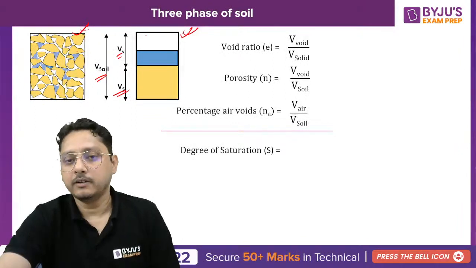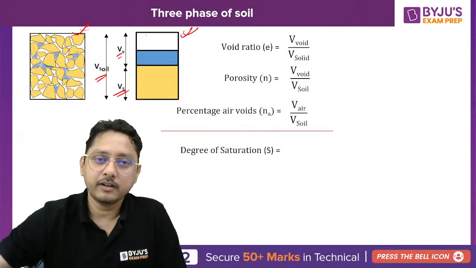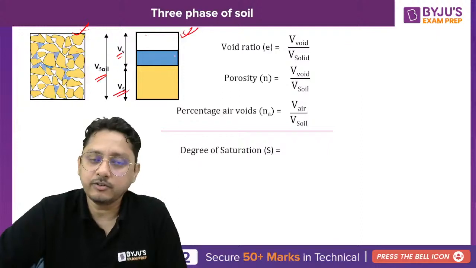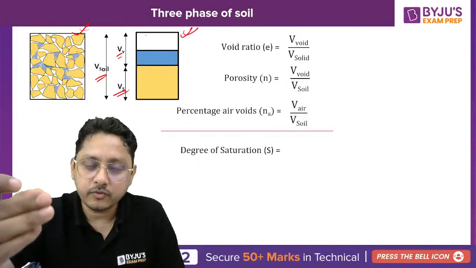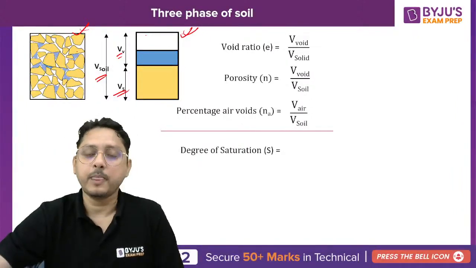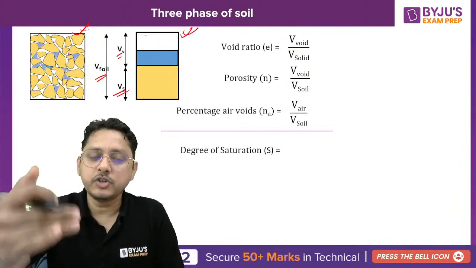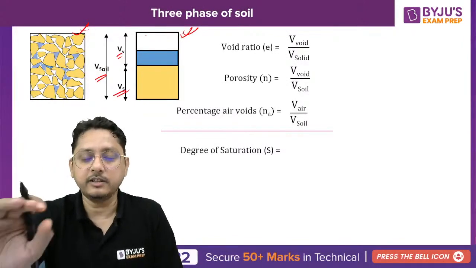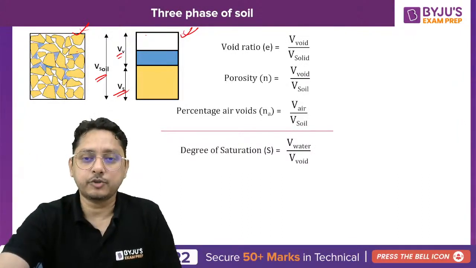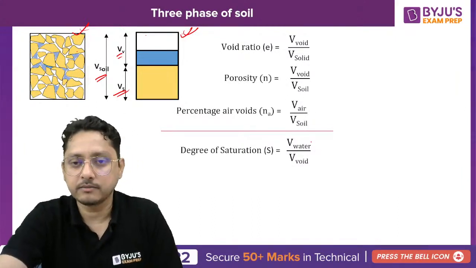Then the next one, the degree of saturation. It is nothing but the percentage of water present inside the void. If the void is 100% free from water, total air will be 100%. Then I can say that 20% of the void is filled with water, 30%, 50%, or maybe 100% of the void is filled with water. That percentage is nothing but the degree of saturation, which is defined as volume of water with respect to volume of void. We can express it either as a percentage or from 0 to 1.